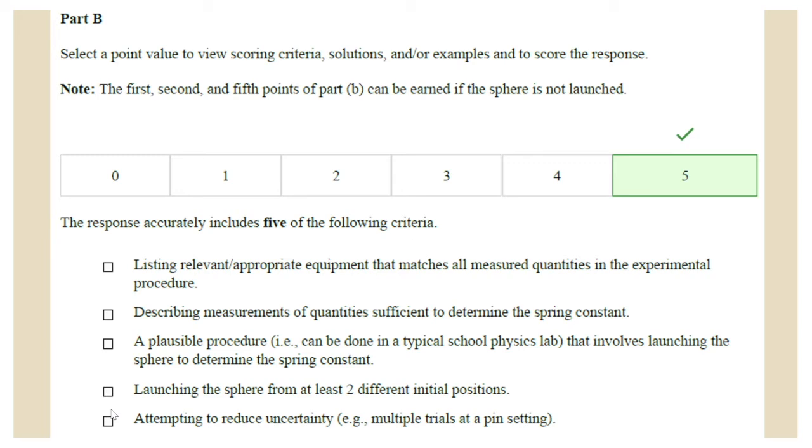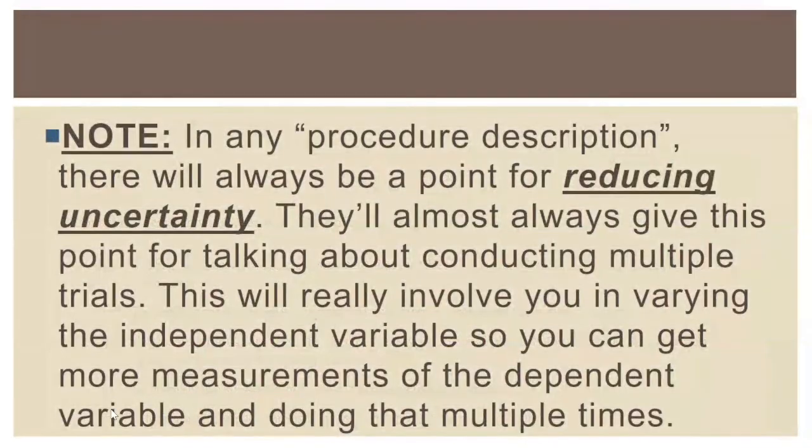All right, now I want you to take a note here. This is very important. In any procedure description, there will always be a point given for reducing uncertainty. They'll almost always give you this point for talking about conducting multiple trials. This will really involve you in varying the independent variable so you can get more measurements of the dependent variable and doing that multiple times.